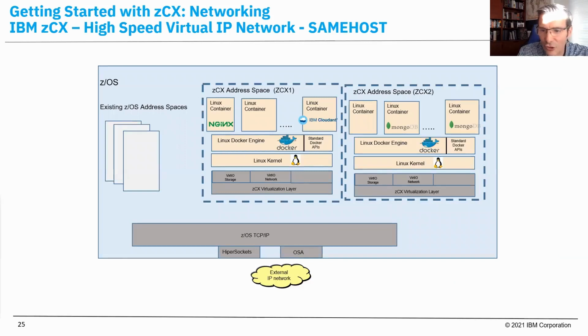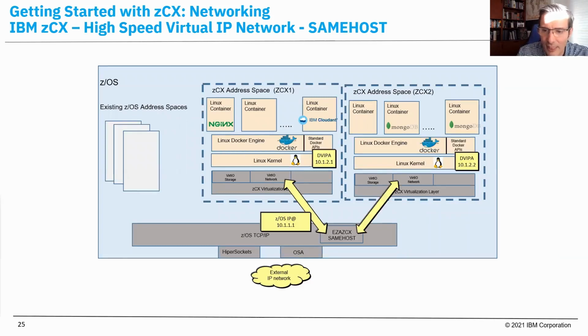Okay, so this is just showing the networking diagram. I'm going to go really fast through this because I really want to get to the demo. In this case, when you're communicating between zCX address spaces, or you're communicating between a zCX address space and an existing zOS address space, you're going to be leveraging this same host connection. Same host may already be enabled on your system, and if it is, you don't have to do any steps in order to enable that functionality. We'll talk just a moment about what that is.